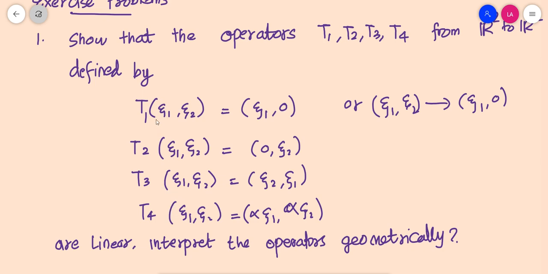We have to prove that these four operators are actually linear. So we have to prove that the linearity condition holds. That's the only thing which we have to prove. Please understand that this has two components, so component wise we have to prove. This operator can also be represented as theta 1, theta 2 to theta 1, comma 0. So this is the first question.